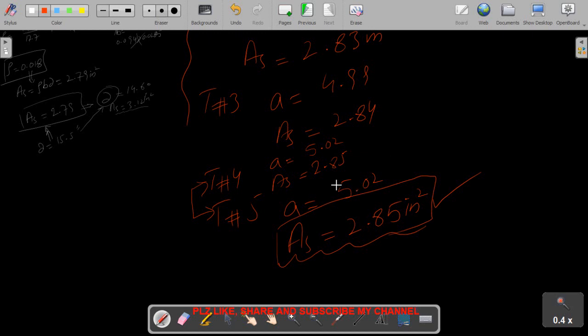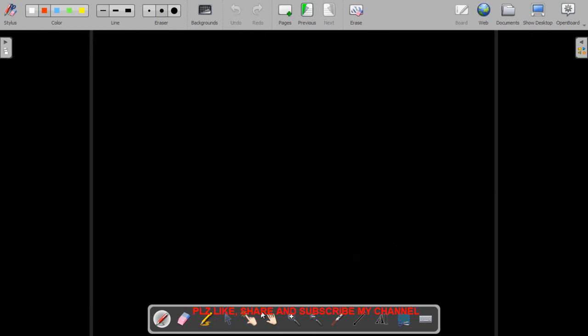This is another way, and I'm using number 11 bar, which will give me 3.12 square inches. This is method 2. Let me use method number 3, which is the most simple one. Method 3.